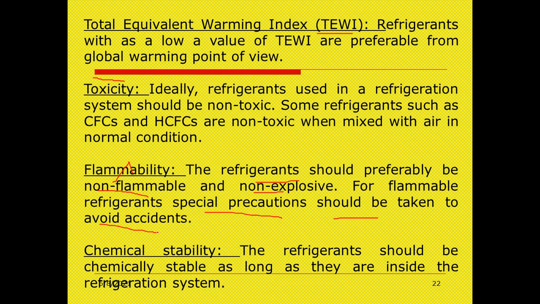Got it? Next point, chemical stability. The refrigerant should be chemically stable as long as it is inside the refrigeration system. What are we saying here? The refrigerant should be stable as long as possible, so that it remains inside the refrigeration system. It is also one of the important factors for safety.